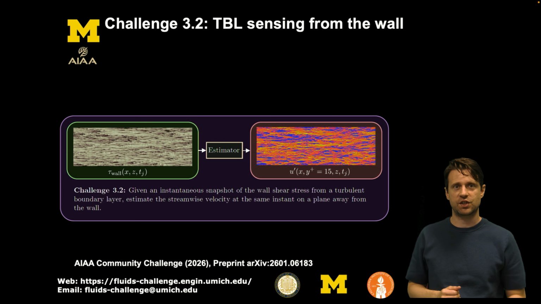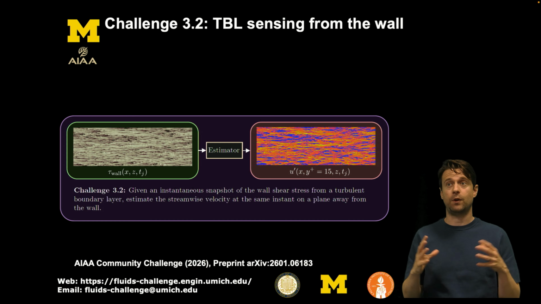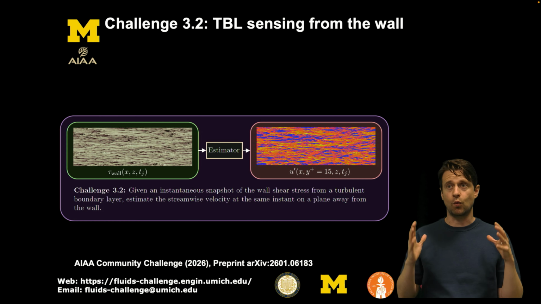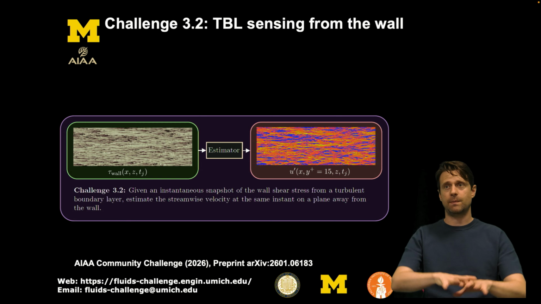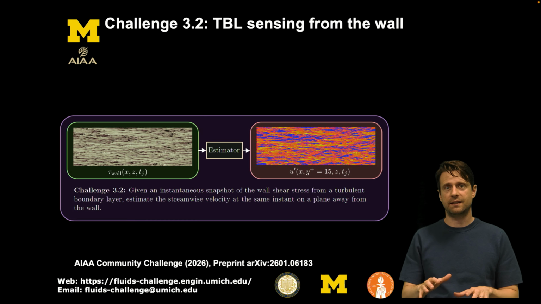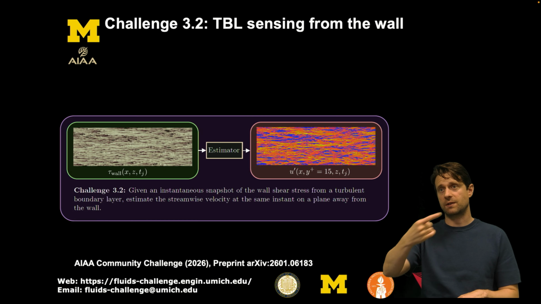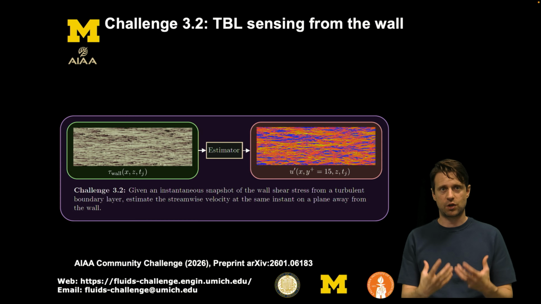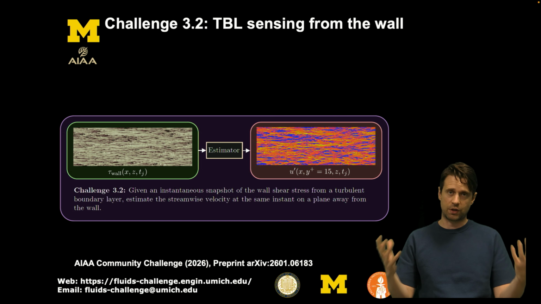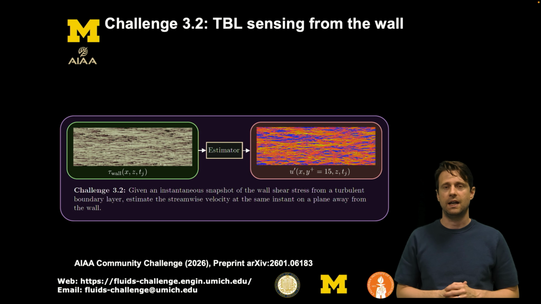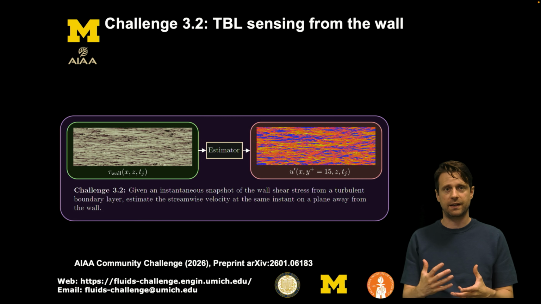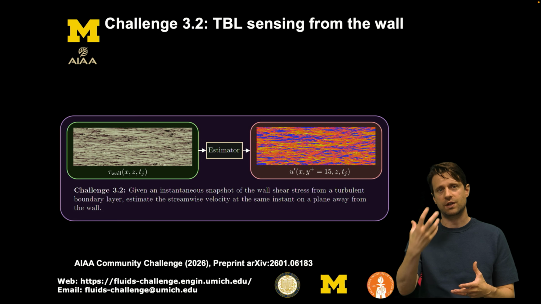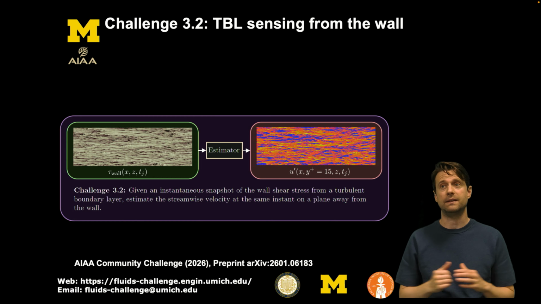The second half of this challenge is sensing in a turbulent boundary layer from the wall. So the idea is that you will get wall shear stress measurements from a DNS, a direct numerical simulation, and we want you to predict the flow at y plus 15. So the streamwise velocity fluctuations at the near wall peak, as you can see here. Remember that in this case, we have spatial information that we can exploit. So try to use methods that can exploit the spatial information. You will see in the paper that we use a very simple CNN, convolutional neural network, to make this prediction. I'm sure that you can come up with something that is more effective at capturing those scales in our flow to try to beat this basic baseline.